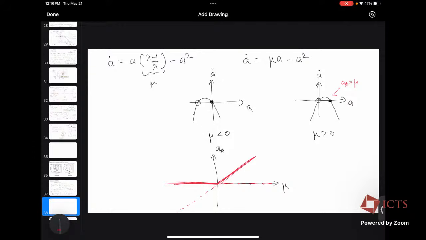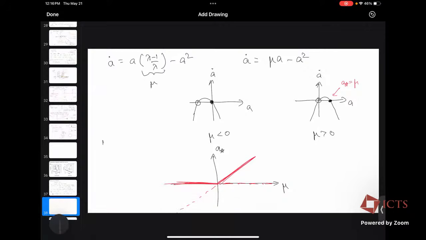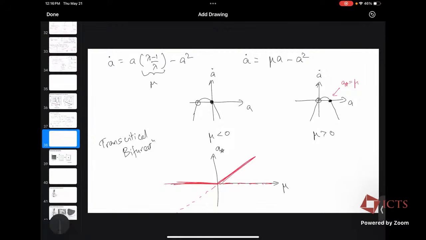So earlier we had a stable and unstable fixed point collide and vanish. Here you have a stable and unstable fixed point collide, but they just exchange their stability. When you have a dynamical system that does something like this, it is undergoing what's called a transcritical bifurcation. So this is just another example of a bifurcation.